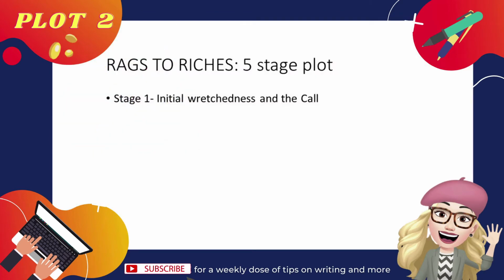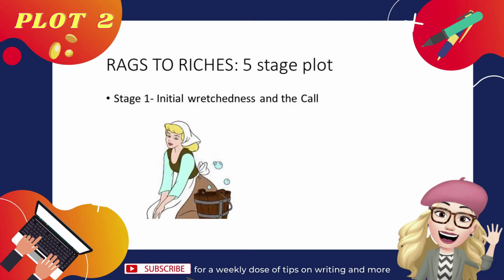So the structure of the Rags to Riches plots are similar to the Overcoming the Monsters plots in that they are made up of, according to Christopher Booker, 5 distinct stages. The first stage is what he calls the initial wretchedness at home and the call. This is where we see the hero in his humble surroundings. We see where the hero is going to move from.